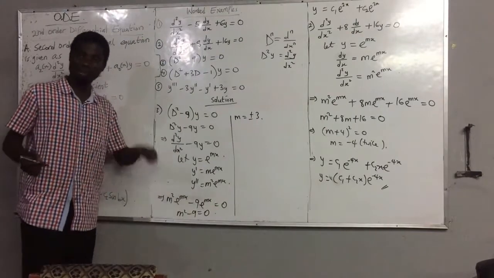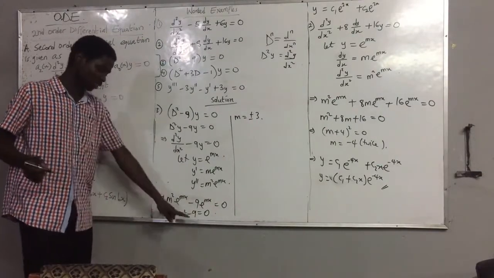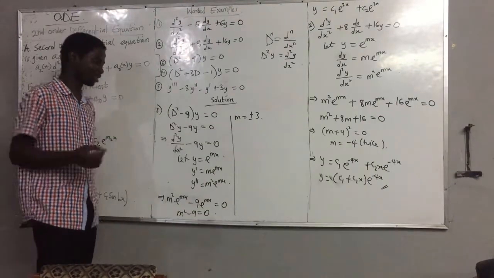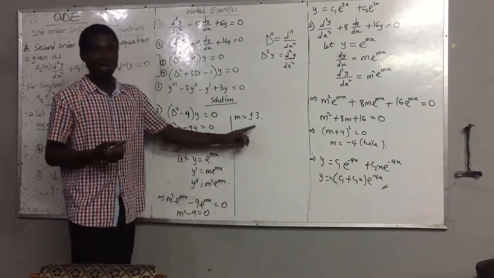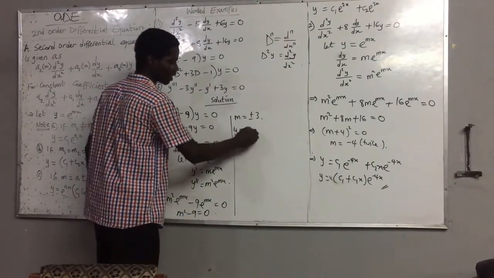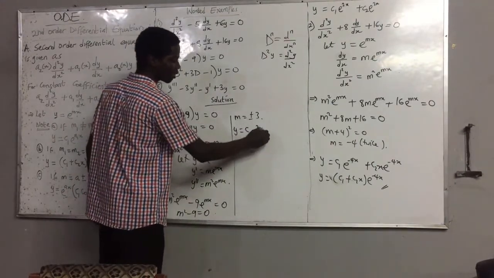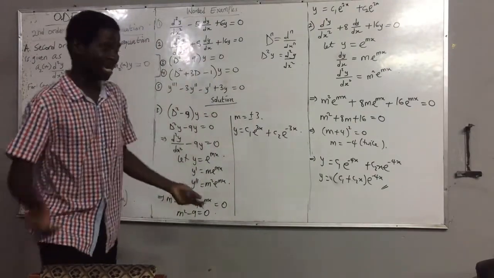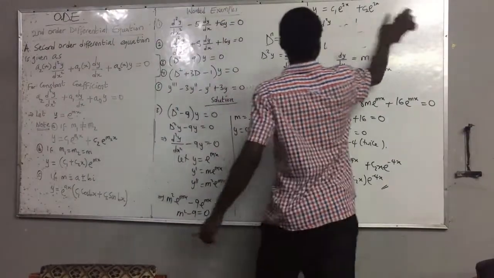Just do m plus 3, m minus 3, difference of two squares, because this one is 3 squared. This will be your answer: m equals plus or minus 3. So they are different answers. m1 is 3, m2 is minus 3. So y will be equal to C1 e raised to power 3x plus C2 e raised to power minus 3x. And that's the answer to this third one.